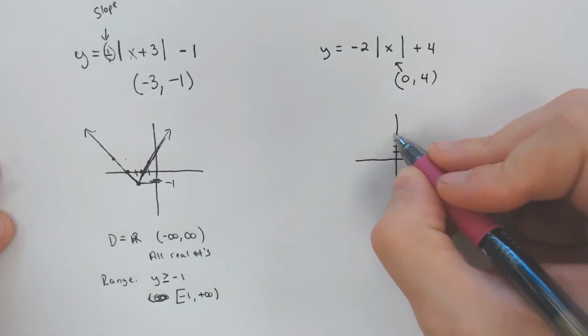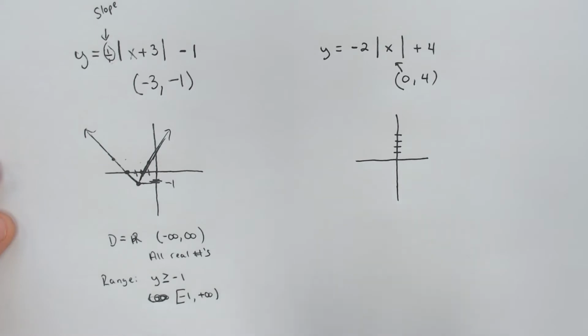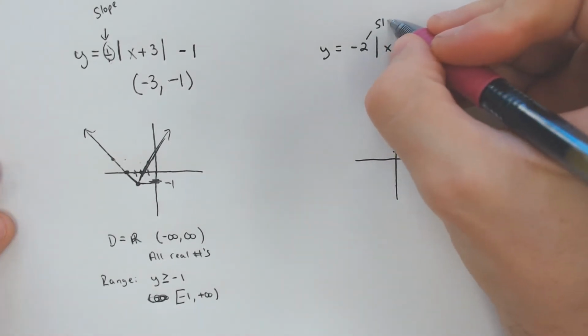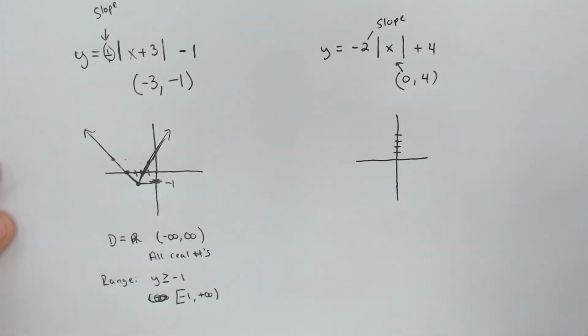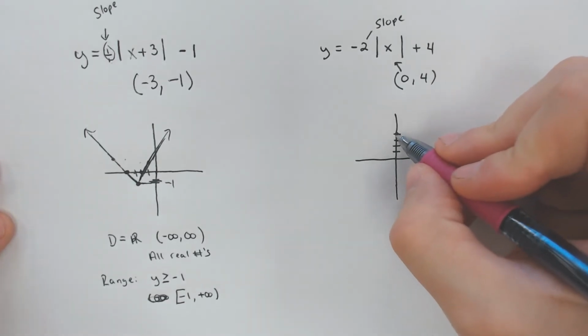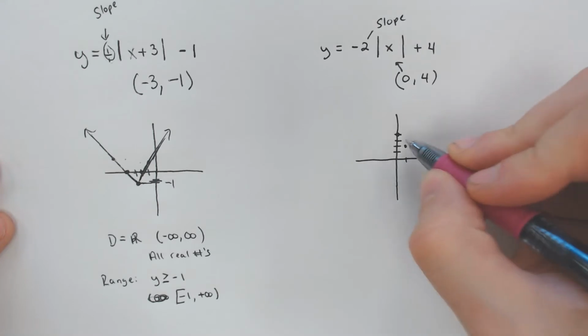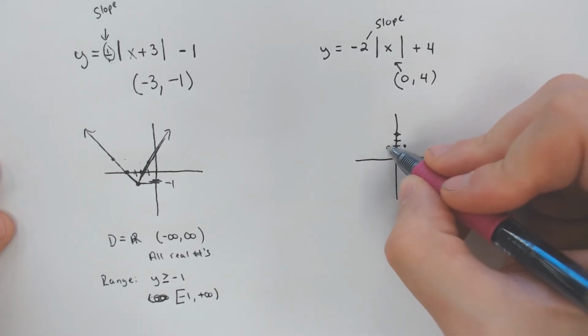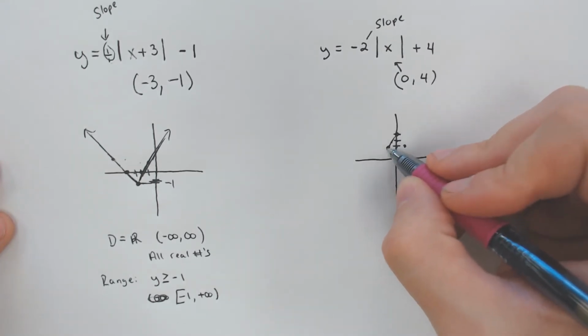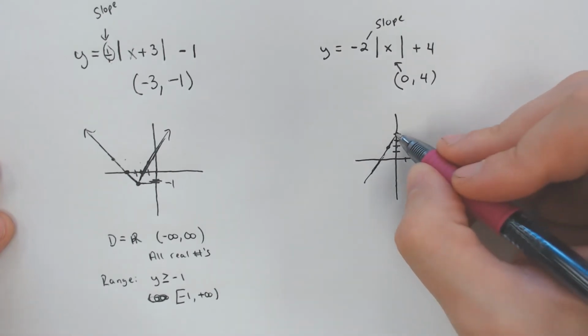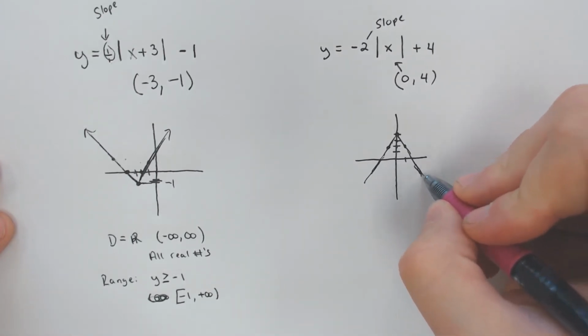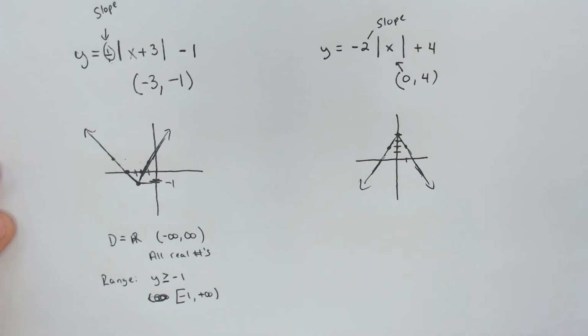1, 2, 3, 4. And with this being our slope, quote unquote, it's not really a slope, but it acts like it. From this point, we are going to go down by 2 and to the right by 1. And then down by 2 and to the right by 1. And instead of being a V, you get a mountaintop or an upside down V, you may think. And there is your graph.